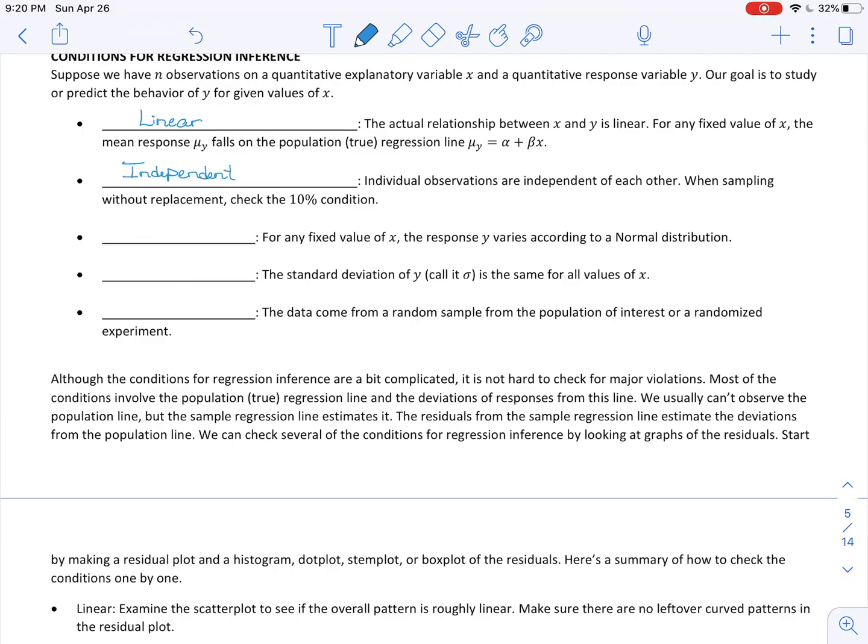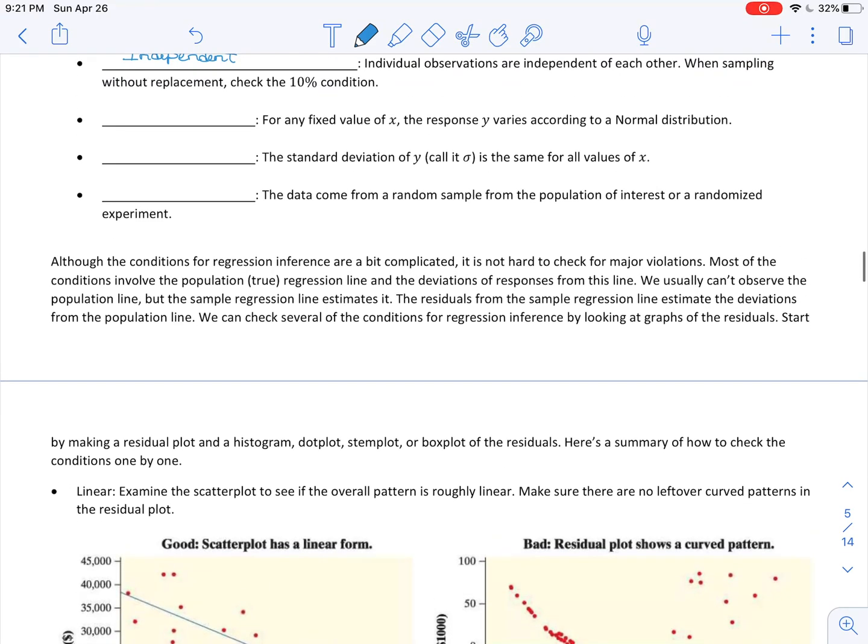You do need to have independent observations. So the individual observations are independent of each other. You can always check with a 10% condition if it was sampled without replacement from a greater population. You need to have normality. So for any fixed value of x, the response variable y varies according to a normal distribution. So we'll talk about how we can check that in a second.